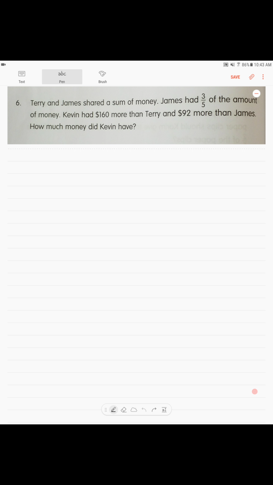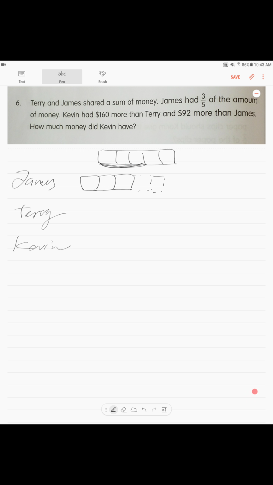If you think about it, you have 3 guys. You have James, you have Terry, and you have Kevin, right? That's why probably you couldn't do it, right? So James had 3/5 of the amount of money. 3/5. 1, 2, 3, right? So there are only 2 units left, and these 2 units. So if I draw like this, 5 units, right? 1, 2, 3, 4, 5. For this 3 is James, right? And these 2 are supposed to be split between 2 guys, Terry and Kevin.